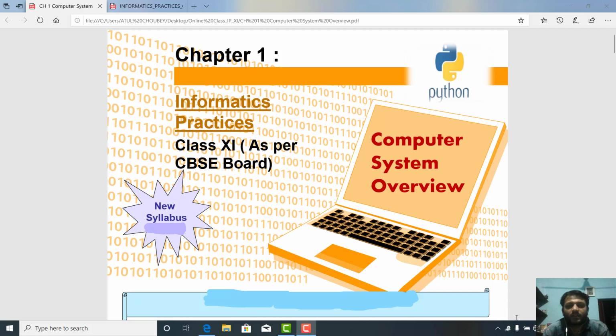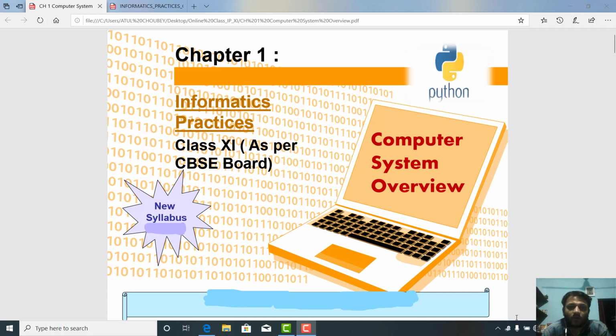Yes, students. Now I am going to start your first chapter, that is computer system overview. According to the name, in this chapter we learn about the overview of computer. So now let's start with the definition of computer.